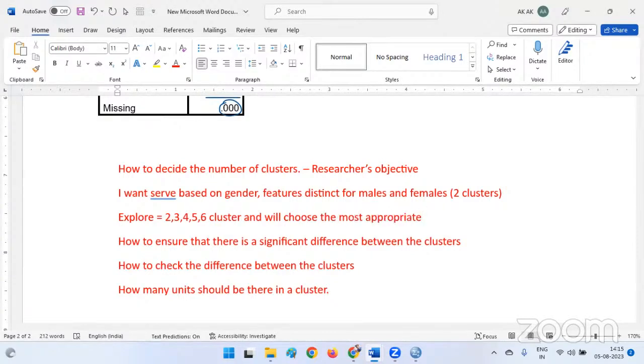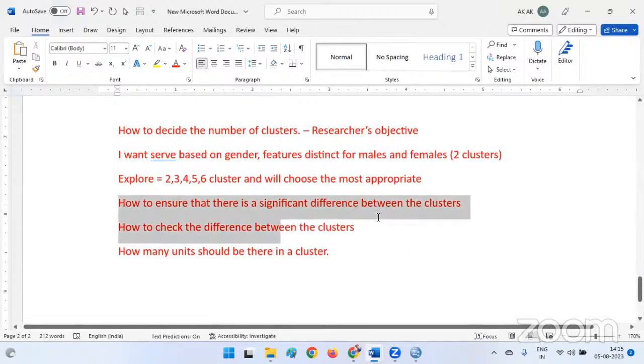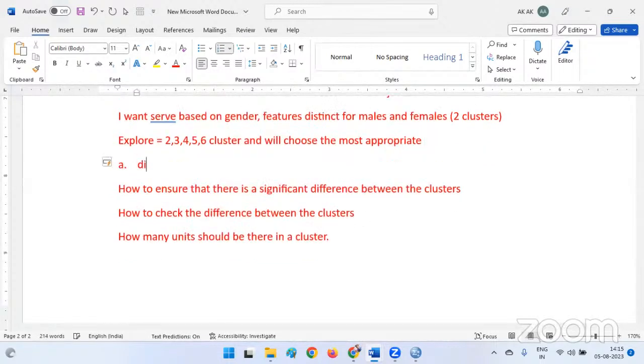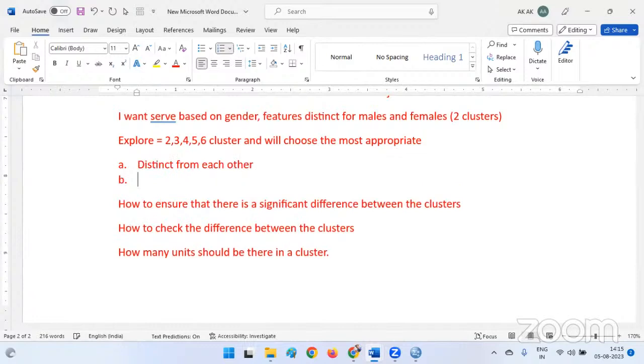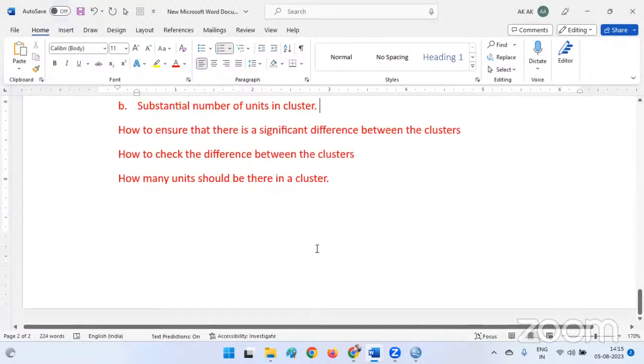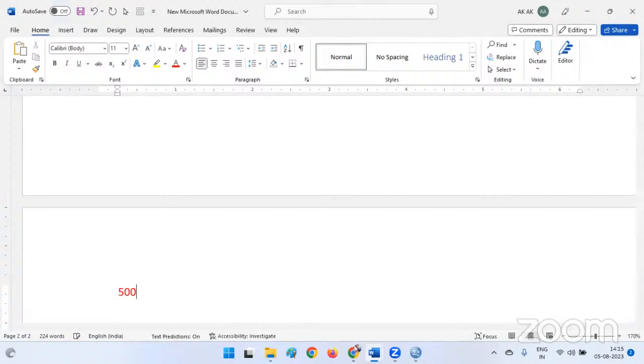Now, what is the most appropriate? Which qualifies these two? Like, there should be clusters substantially distinct from each other and a substantial number of units in the clusters. Suppose out of a 500 sample size, there is a cluster of 35 units. Now, this is of no use.